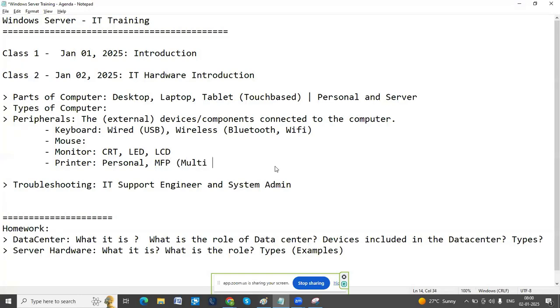Multifunction printer. What is meant by multifunction? The printer itself can perform more than one task. What is more than one task? Printing, scanning, and one more is copying, or we can say Xerox. Scanning means what? Convert the physical picture into the image.